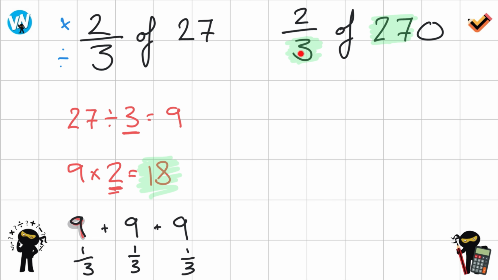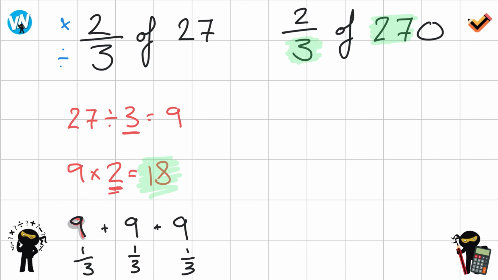But we should be able to see these related facts. Well, we can see 27 in there, so I can just work with 27, and it's the same process as over here. How many 3s are in 270? Well, I'm not really sure about that, but I know how many 3s are in 27, which is 9. So if 27 divided by 3 is 9, then 270 divided by 3 must be 90.